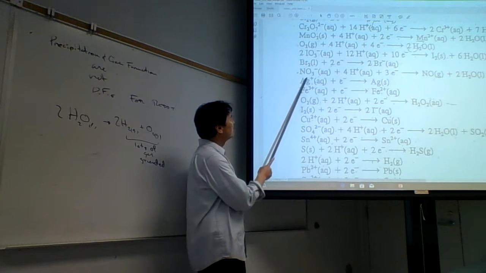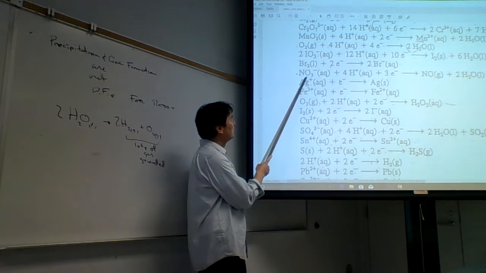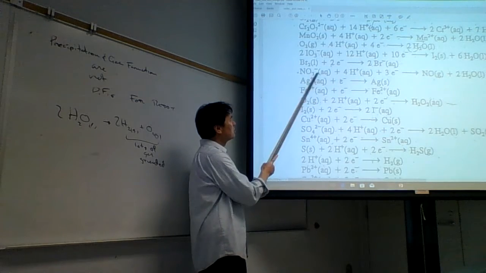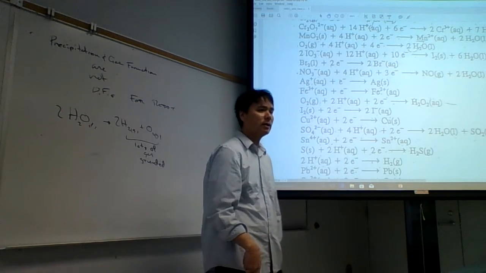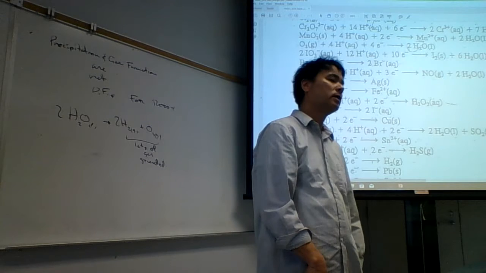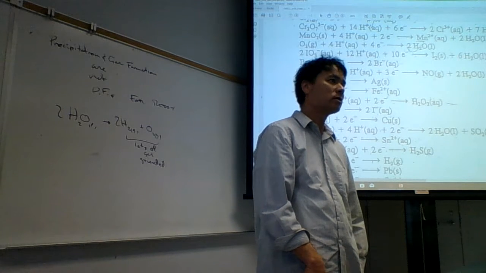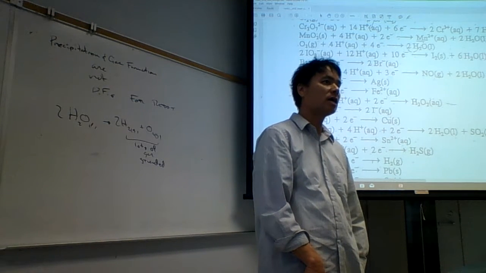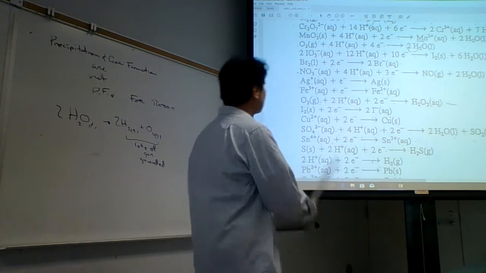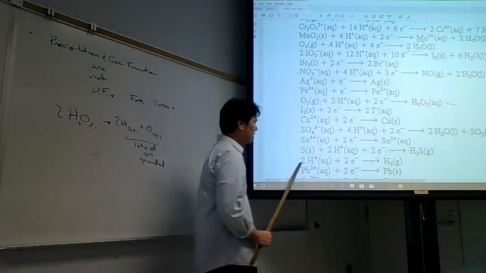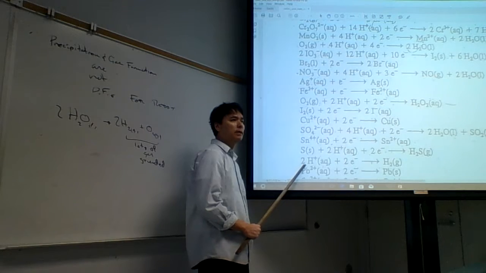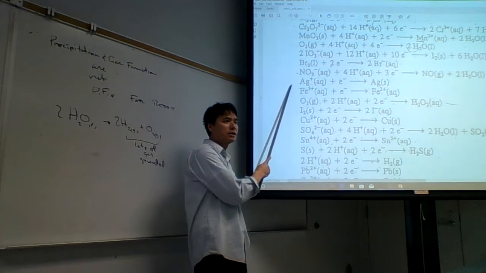Take a look at this combination here. This is nitrate and H+. Nitrate and H+, what does that combination make? That combination makes HNO3. HNO3 is called nitric acid. Why is nitric acid way up here and hydrochloric acid way down here? Because nitric acid is what we call an oxidizing acid.